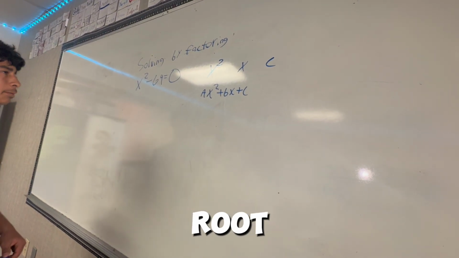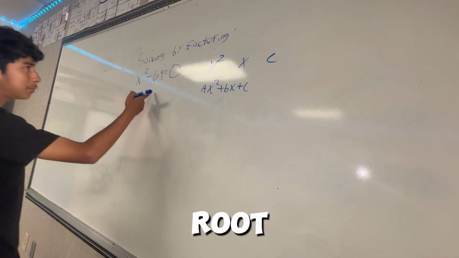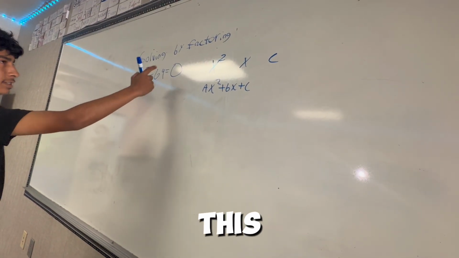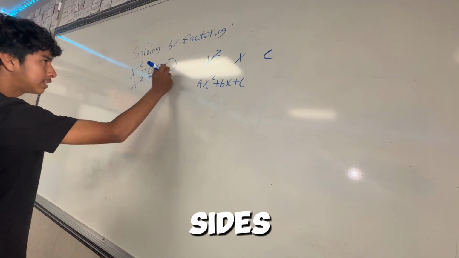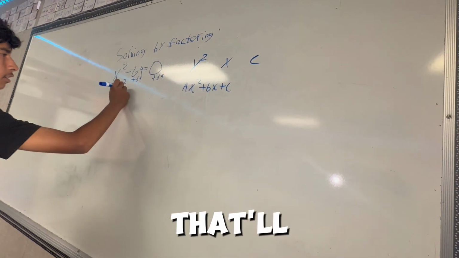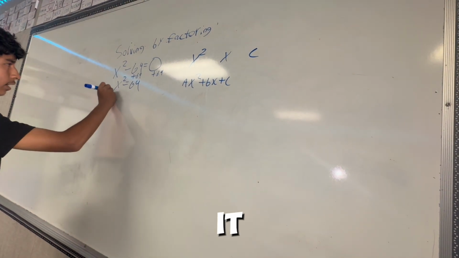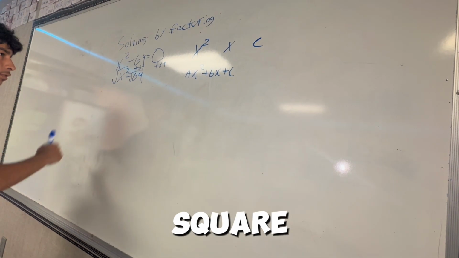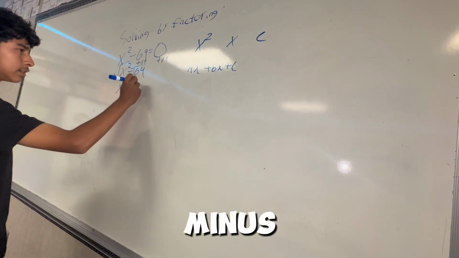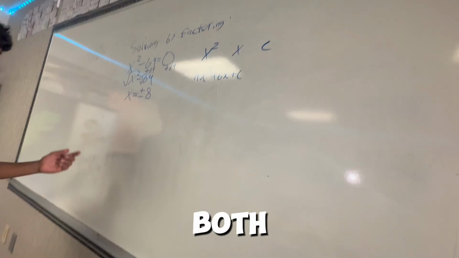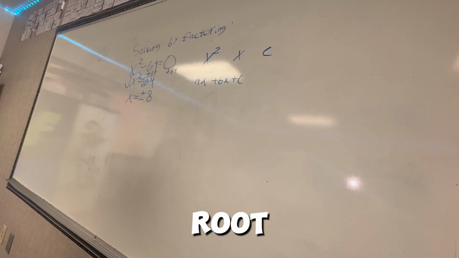Then you're gonna do the square root method. The square root method is easy, right? So all you gotta do is move this to the right side. So just do plus 64 on both sides, and that would be x squared equals 64, right? So now all you gotta do is square root it, because it's the perfect square. So then you get x equals plus or minus 8. It will be both, it's not just 8. You gotta remember, it's plus or minus. And that's it, that's the square root method.